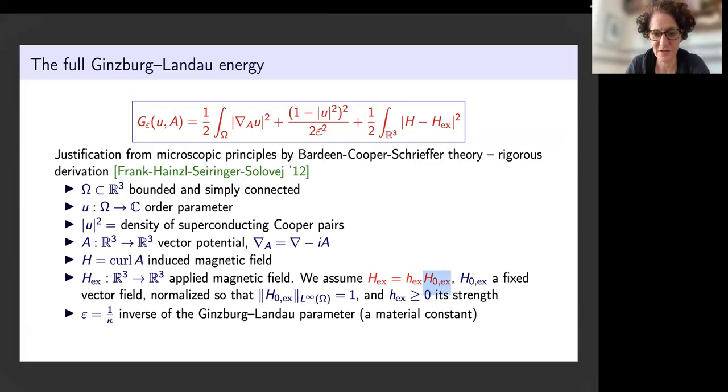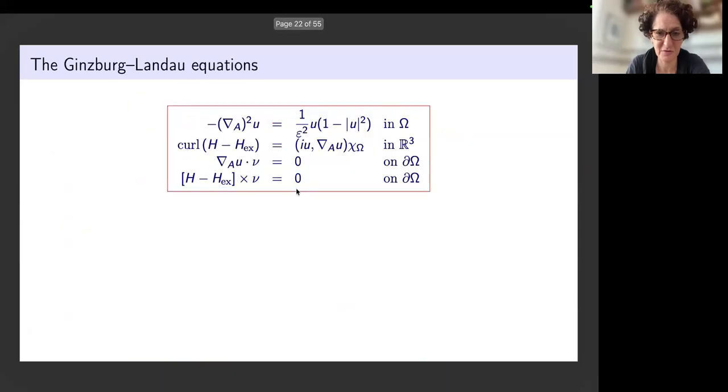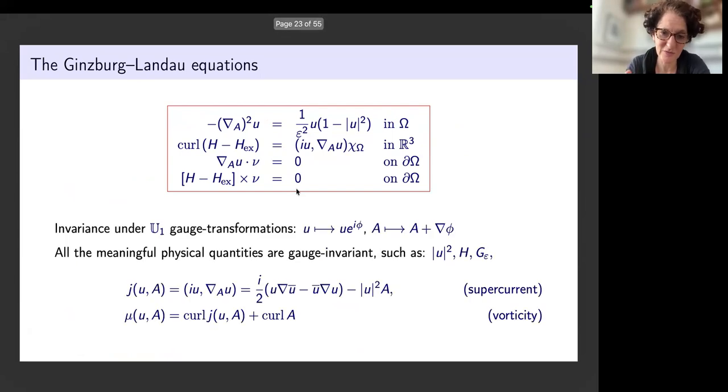Okay, and then you still have the epsilon as before. And epsilon will be considered very small, and it's physically relevant to take it very small. There are some equations associated to this functional. They are a little bit more complicated. They come with a gauge again. You don't have to read them so carefully.